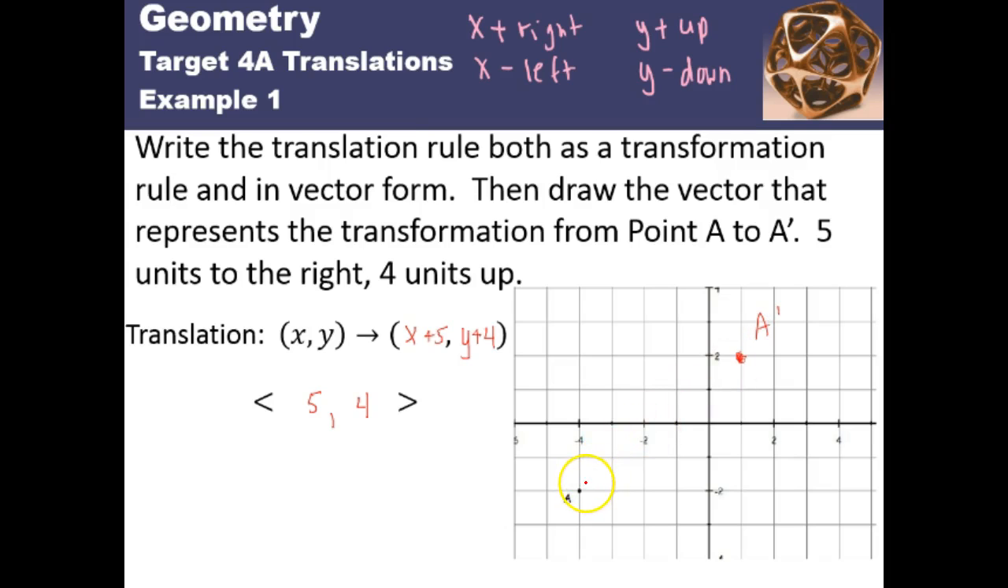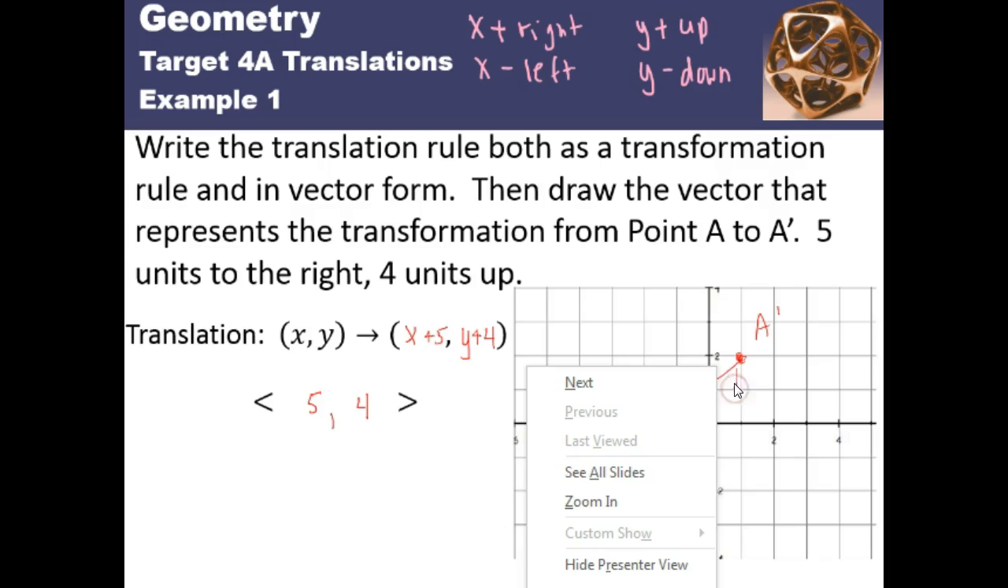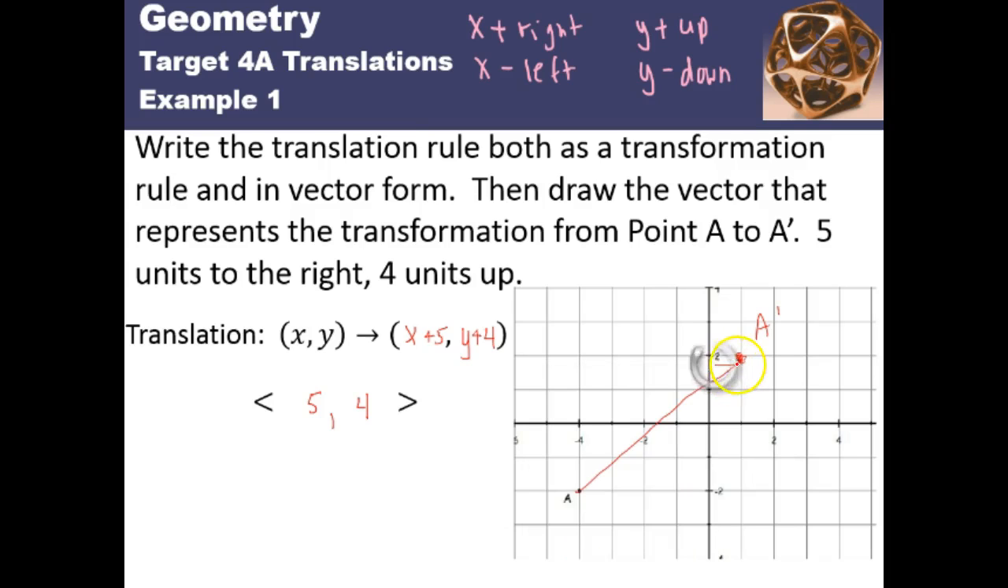Now the vector is the arrow starting at A and going to A prime. And it's an arrow, so you have to make sure you draw the arrow symbol. And you can't punch through it. You have to actually stop. So it has to start here and it has to stop here. And then you've drawn the vector.